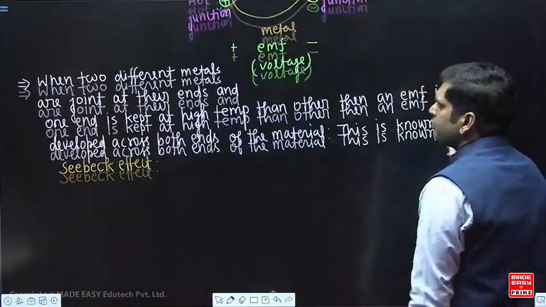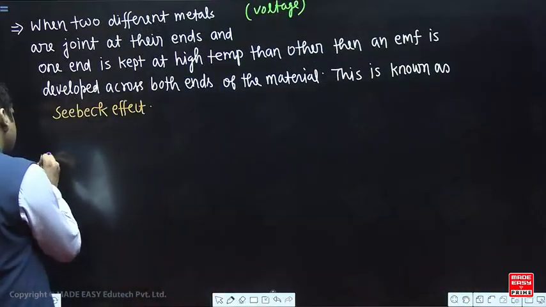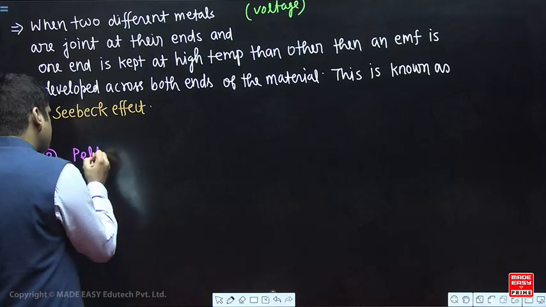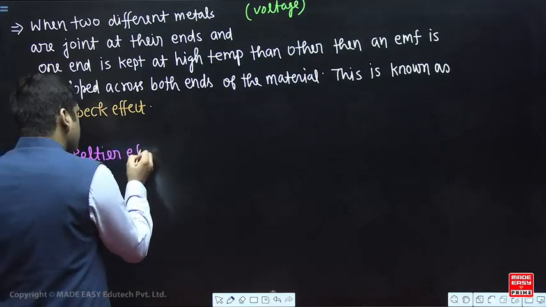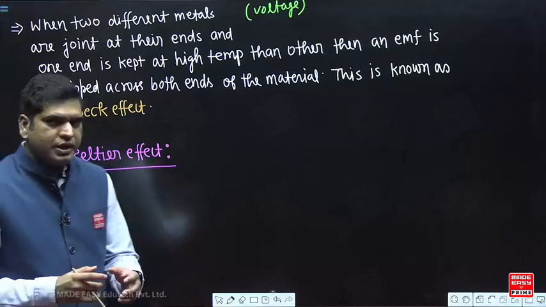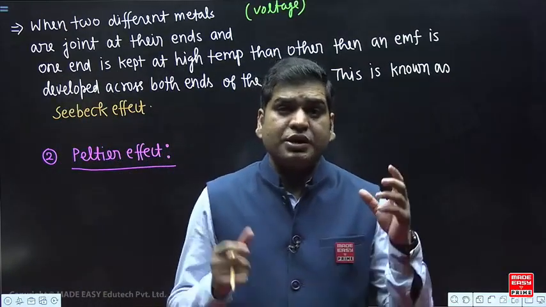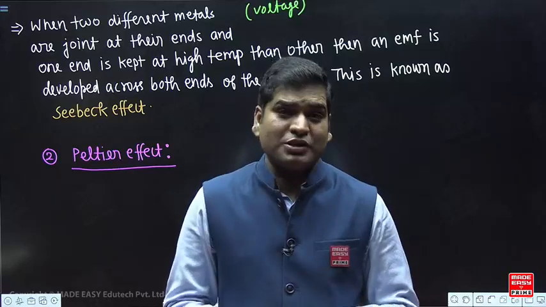Here, due to temperature, we are getting voltage, and current. So we have a converse also, that is known as Peltier effect. Peltier is saying that when two metals are joined at their ends and a current is flowing through them, then due to this current a temperature difference would be developed across the material.